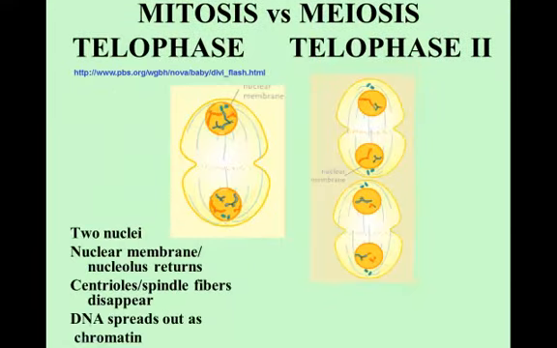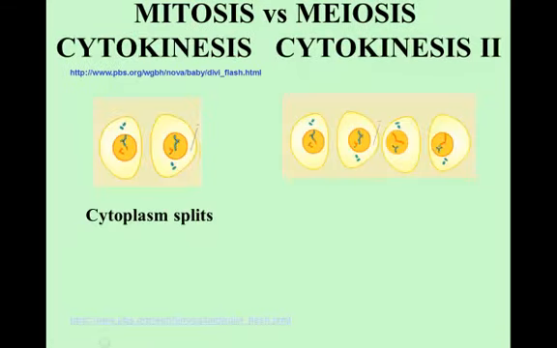T for telo, T for 2, guess what? Nothing new. Those same things that happen in telophase that you know from mitosis are going to happen in telophase 2. So, cytokinesis, we do the pinch thing, cleavage furrow. If I'm an animal cell, cell plate, so make that little dividing wall, if I'm a plant. Cytokinesis 2, same as mitosis.